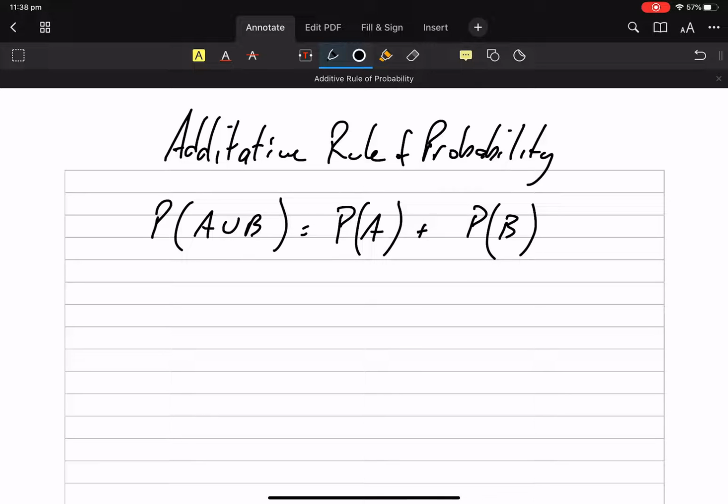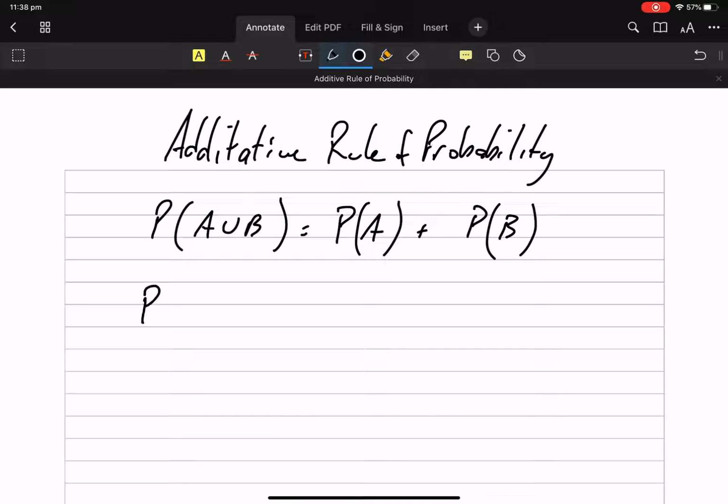Okay, we're going to show you that this little symbol, the cup, says OR. So the probability of A or B is the probability of A plus the probability of B. We're going to say in class, OR is plus all the time. We're going to say AND is times, but first of all, we're going to say OR is plus. Let's prove it to you.